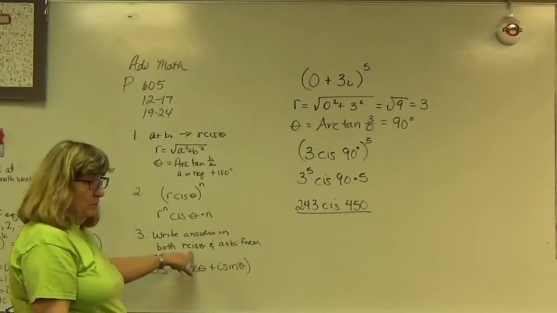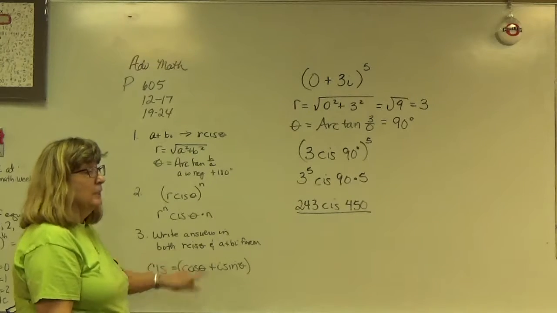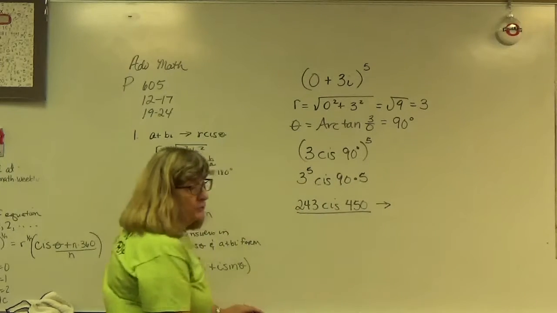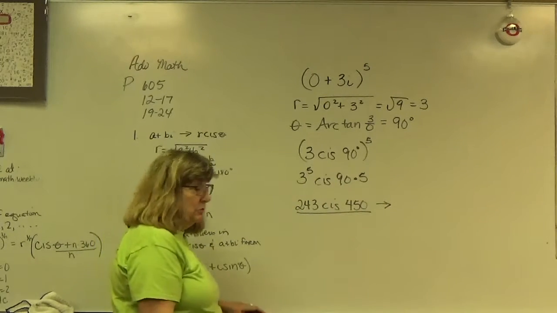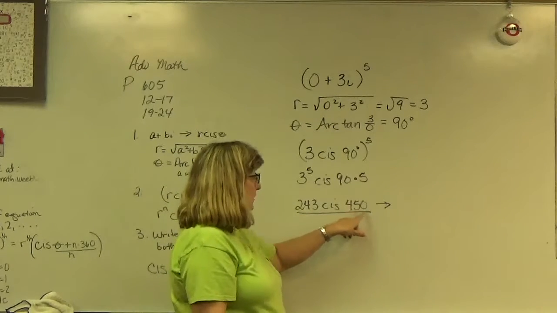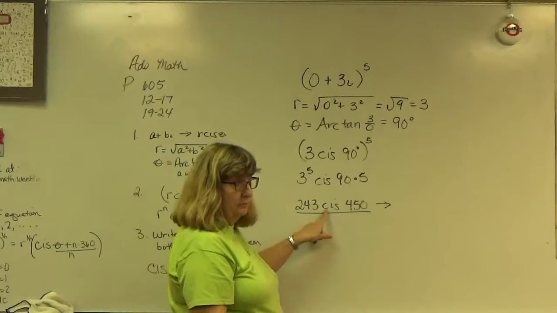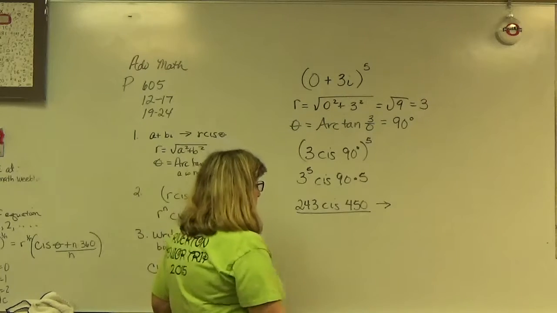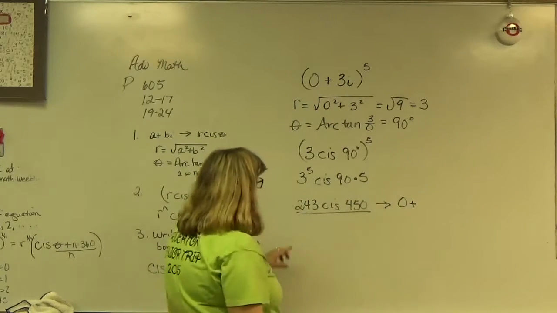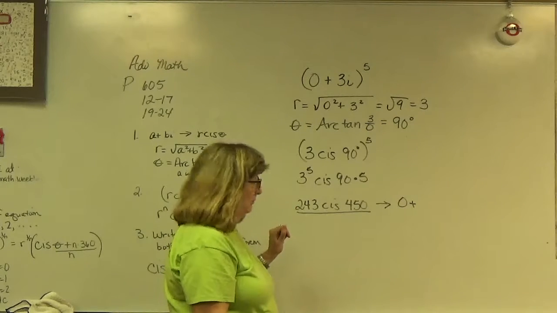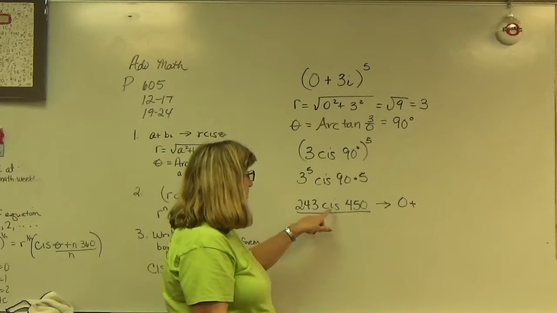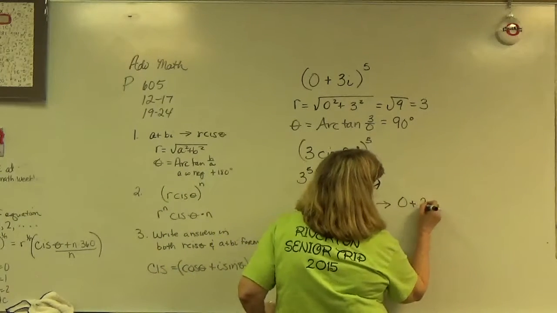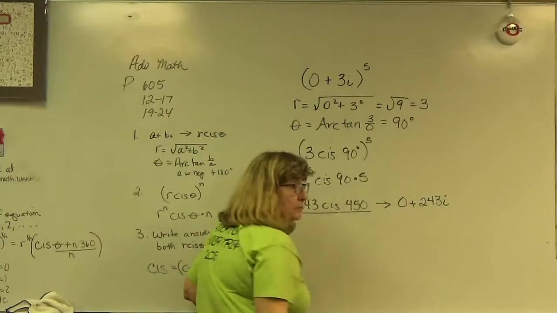That's the answer that's in polar form, right? The R cis theta. Now, all you need is your calculator to change it to complex form, because all we do is what? Distribute. What's 243 times the cosine of 450? Remember, C stands for cosine. 243 times cosine of 450 is 0. Then 243 times the sine of 450. Probably 243. Yeah. And that would be our answer.